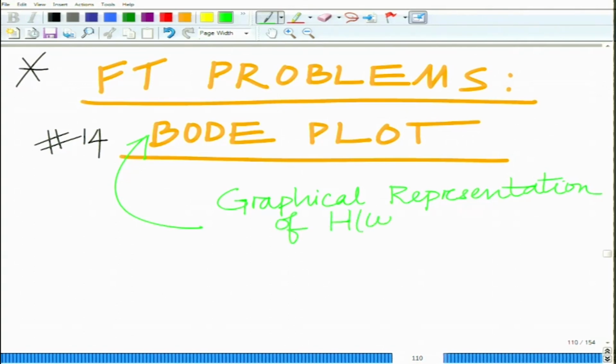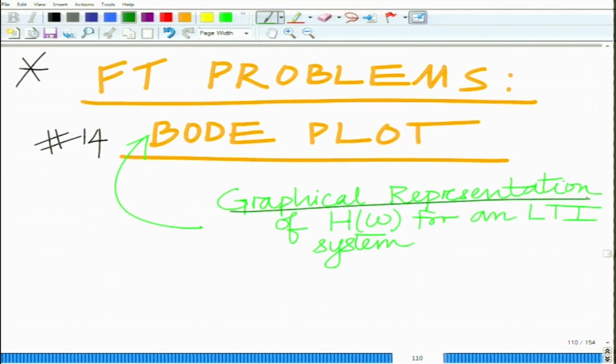of the transfer function H of omega for an LTI system. So, it gives us a graphical representation of the transfer function of an LTI system. It gives us a tool to graphically represent, visualize, and thereby better understand the properties of the LTI system under consideration. We will look at this with the aid of an example.